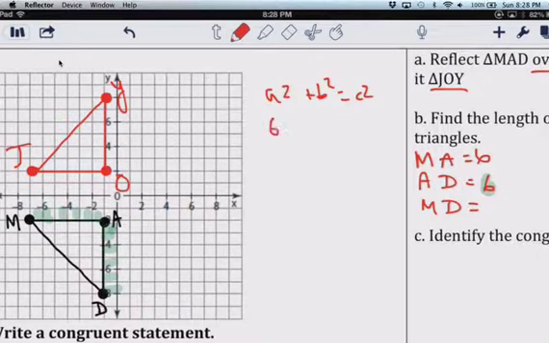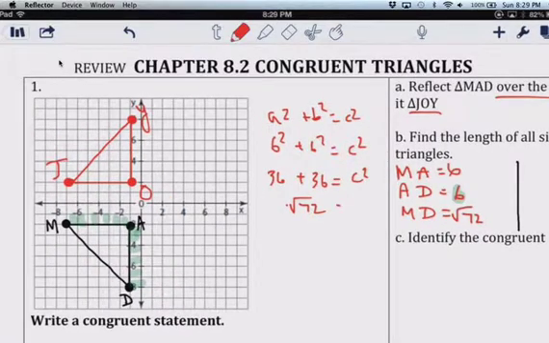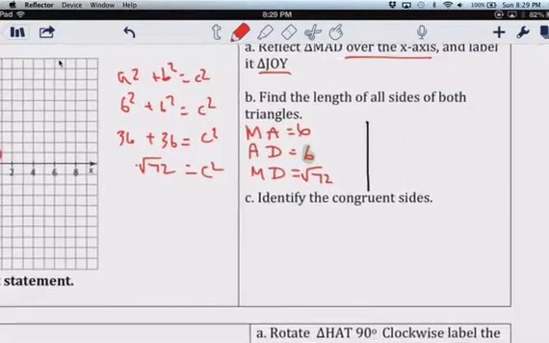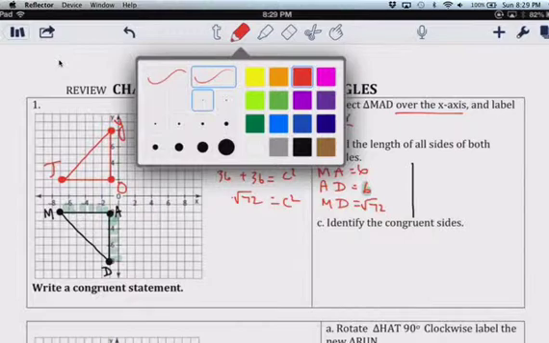That gives you 6 squared plus 6 squared equals c squared. 36 plus 36 equals c squared. And then you get the square root of 72. We'll just leave this as the square root of 72. I'm not using a calculator. If you want to use a calculator, you can, but I'm saving time. Let's leave it in square root form.